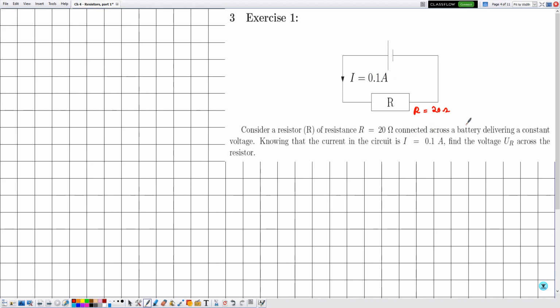Okay, R is connected across a battery delivering a constant voltage. Knowing that the current in the circuit is I equal to 0.1 amperes, we need to find the voltage UR across the resistor. In order to find the voltage UR, what's the relation that gives me the voltage knowing the electric current and the resistor? This relation is given by Ohm's law. And I repeat, always in physics we need to mention the law that we are using. Then let's say apply Ohm's law.